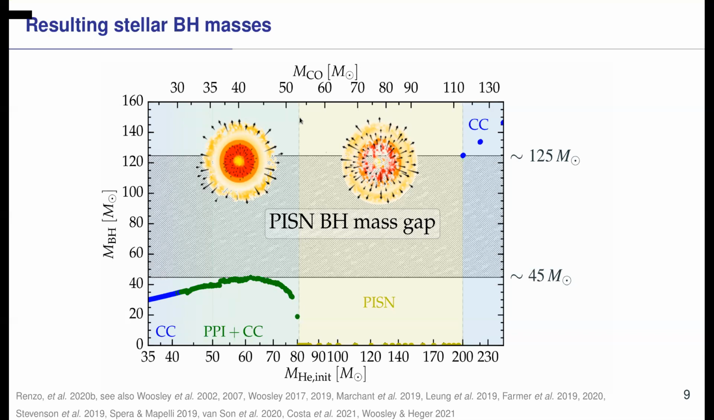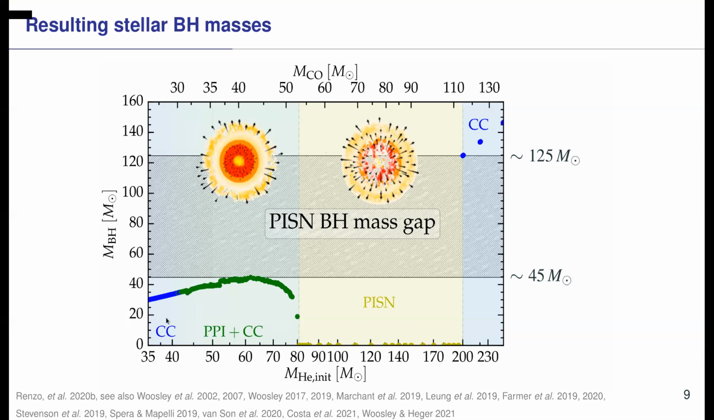Then for carbon-oxygen core masses above 55 solar masses or so, you hit the pair instability where you have no black holes. And for carbon-oxygen cores above 120 or so, you find black holes again. And I want to emphasize that this result is one of the most robust predictions that one can make in the evolution of massive, very massive stars. And most of the papers in the literature have quite good agreement with each other.